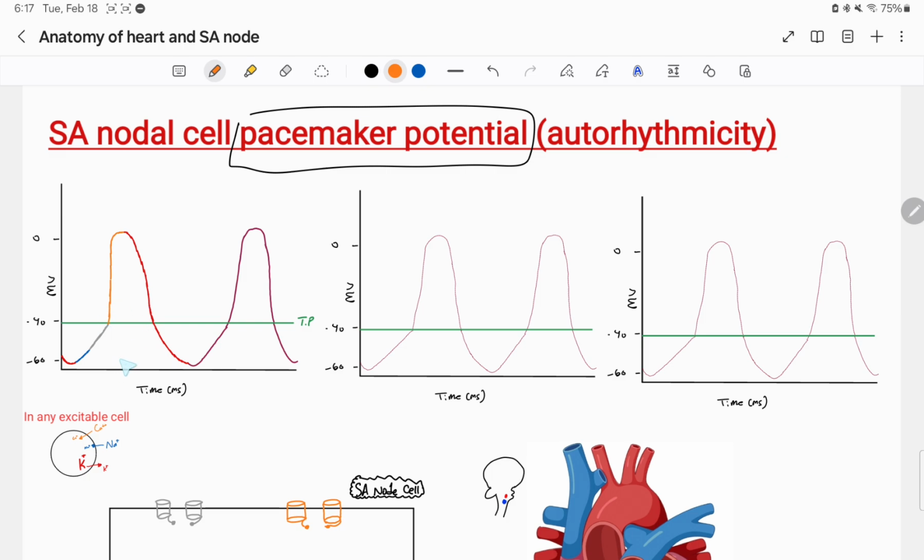One thing you have to know about these SA nodal cells is that they don't really have a stable resting membrane potential. So, you know how in a neuron it's about negative 70 millivolts? I can't actually sit here and say that the resting membrane potential of an SA nodal cell is negative whatever. They don't have it because their resting membrane potential really doesn't exist. Their membrane potential is constantly fluctuating. And that's because they are pacemakers. They're spontaneously just depolarizing themselves.